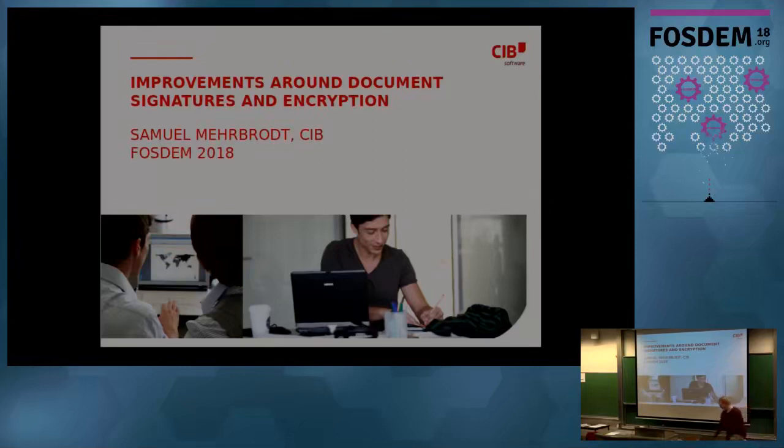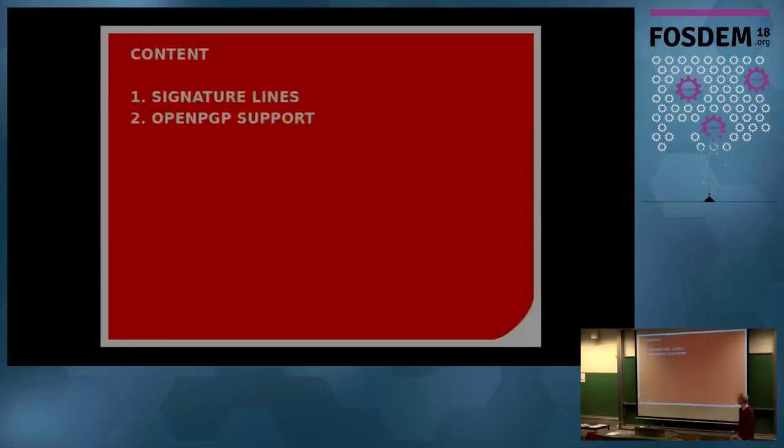I have two topics. The first is signature lines. What is that? Why is it useful? And what did we change there? And the second is OpenPGP support. Part of the second topic was already held at the LibreOffice conference. Who was there might have already heard parts of that.